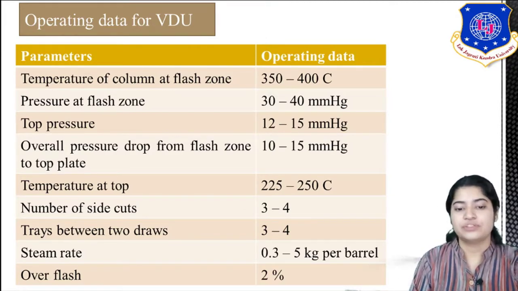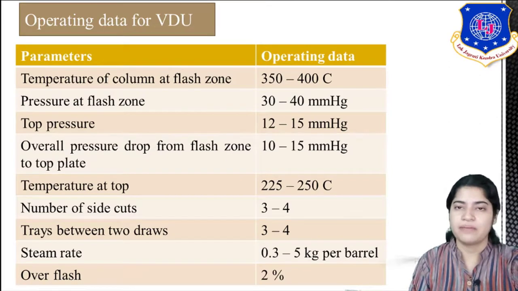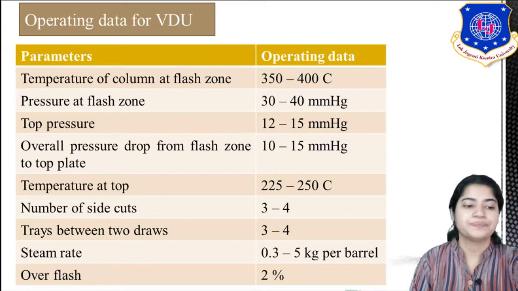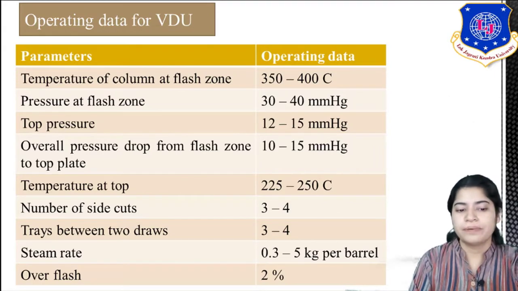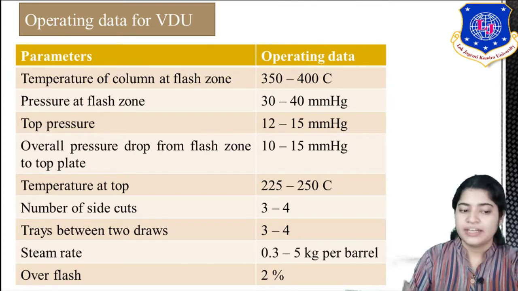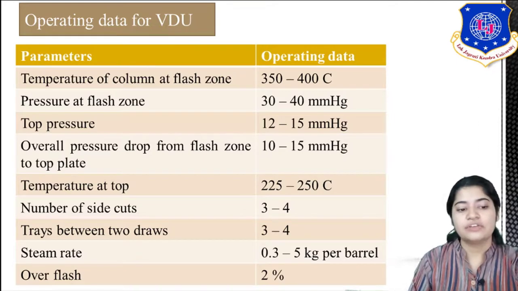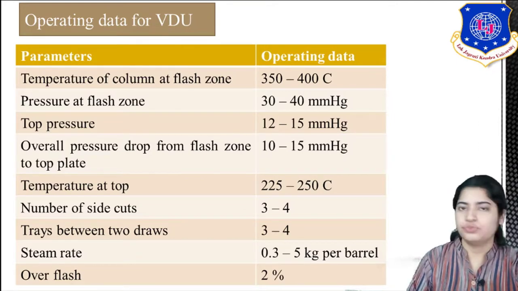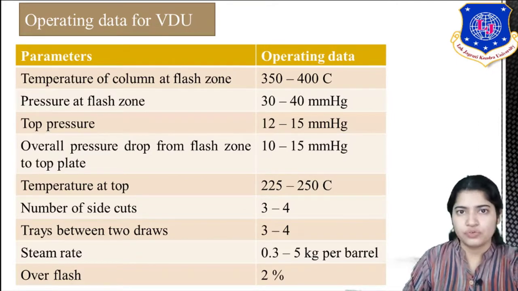Next is the pressure. What is the pressure here? 30 to 40 mm Hg. The top pressure is how much? 12 to 15 mm Hg. Similarly, the overall pressure drop from flash zone to top plate is 10 to 15 mm Hg. Temperature at top is 225 to 250 degrees Celsius. Now the number of side cuts is 3 to 4. You saw the products: light vacuum gas oil, lube oil, heavy gas oil. Those are the cuts.